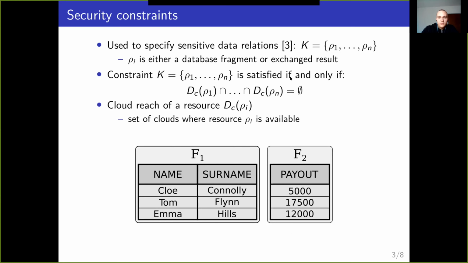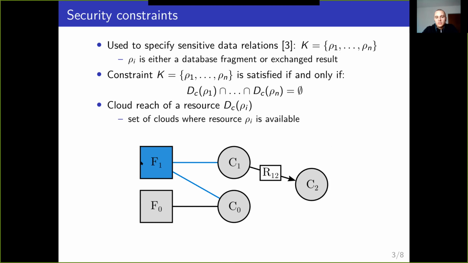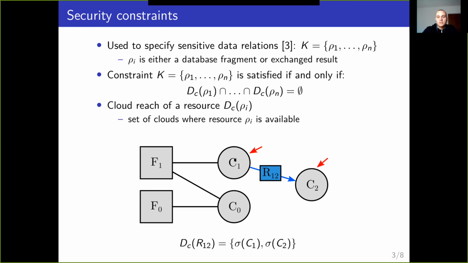So for fragments, a fragment is available on the cloud that hosts the fragment itself and all the components that access this fragment. So in this example, fragment F1 is available on clouds that host the fragment and components C1 and C0. And for the other resource, this is result exchange between components. Result exchange between components is available on the clouds that host the destination component, so C2 in this example, and the source component C1.